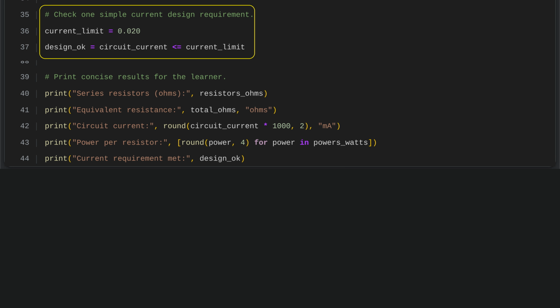The circuit sets a maximum current of 20 milliamps and checks whether the actual current stays within that limit. The result is a true or false design check, showing whether the circuit meets the current requirement.